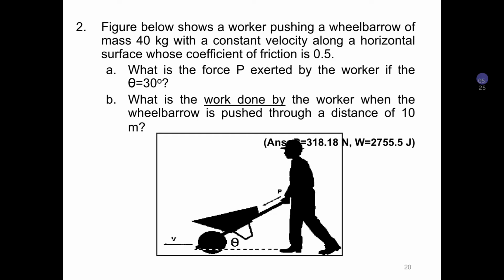Figure below show a worker pushing a wheelbarrow of mass 40 kg with a constant velocity along a horizontal surface whose coefficient of friction is 0.5. So this is the value of mu. This is the value of mass. So dia tanya what is the value of P if the angle is 30 degree. Okay. So dia tanya berapa value of P.